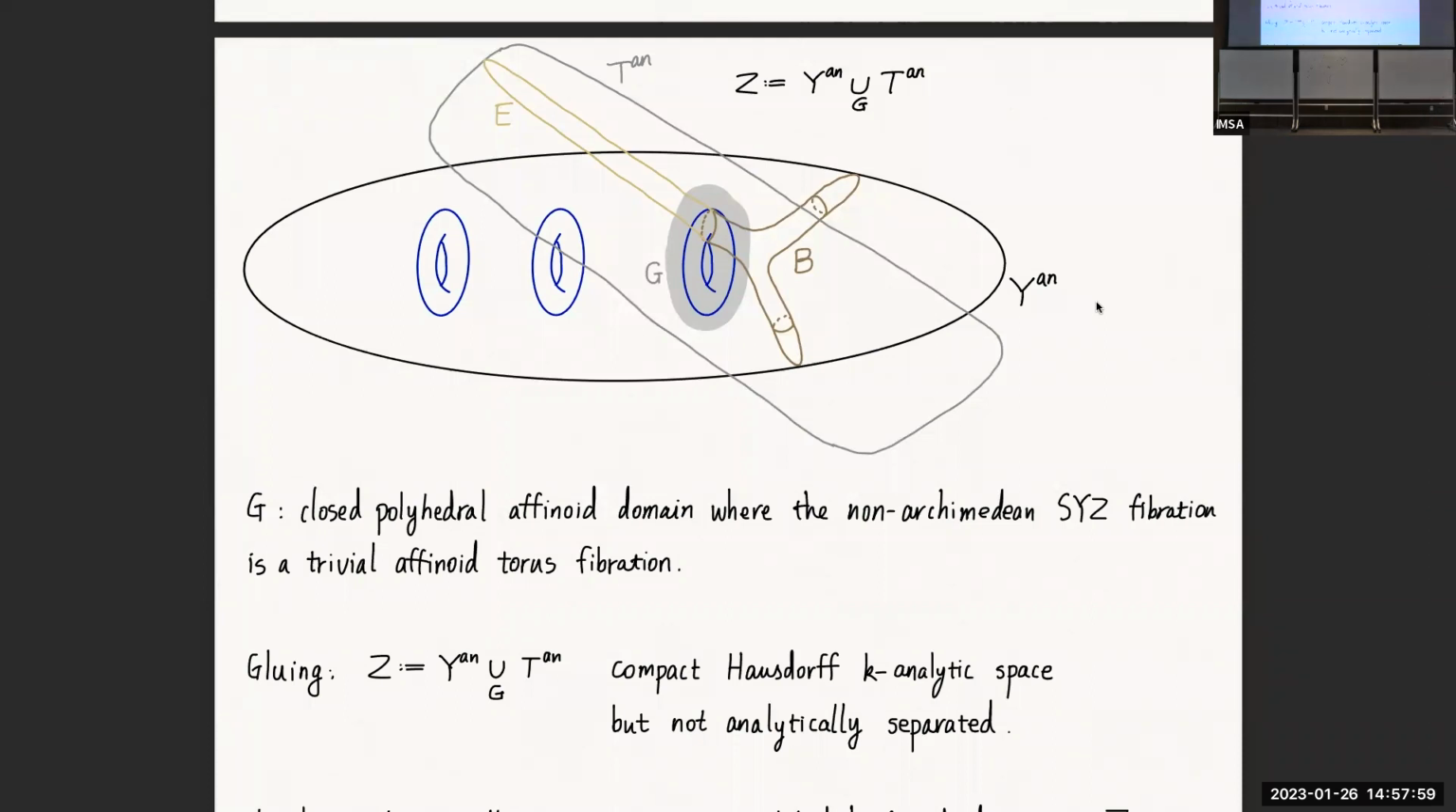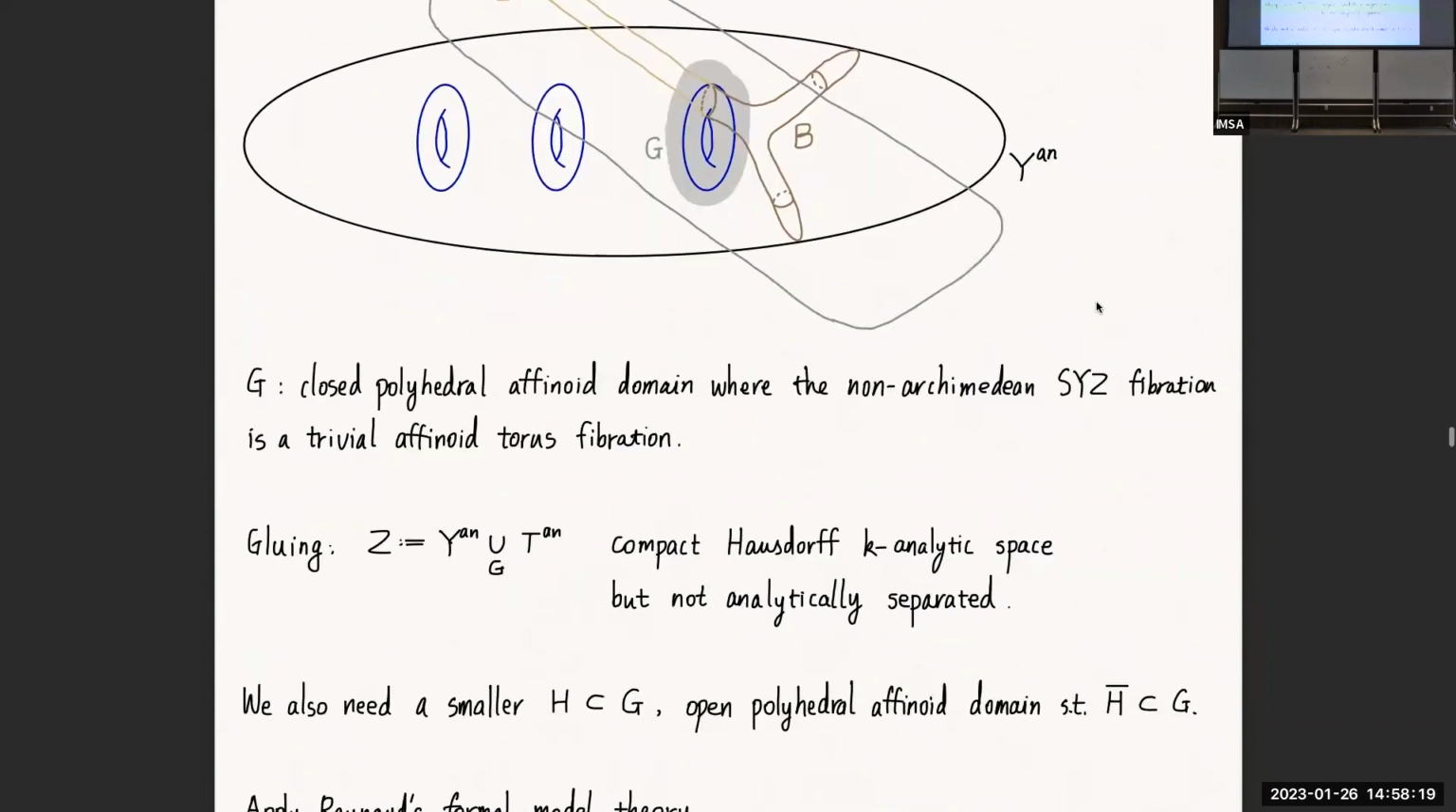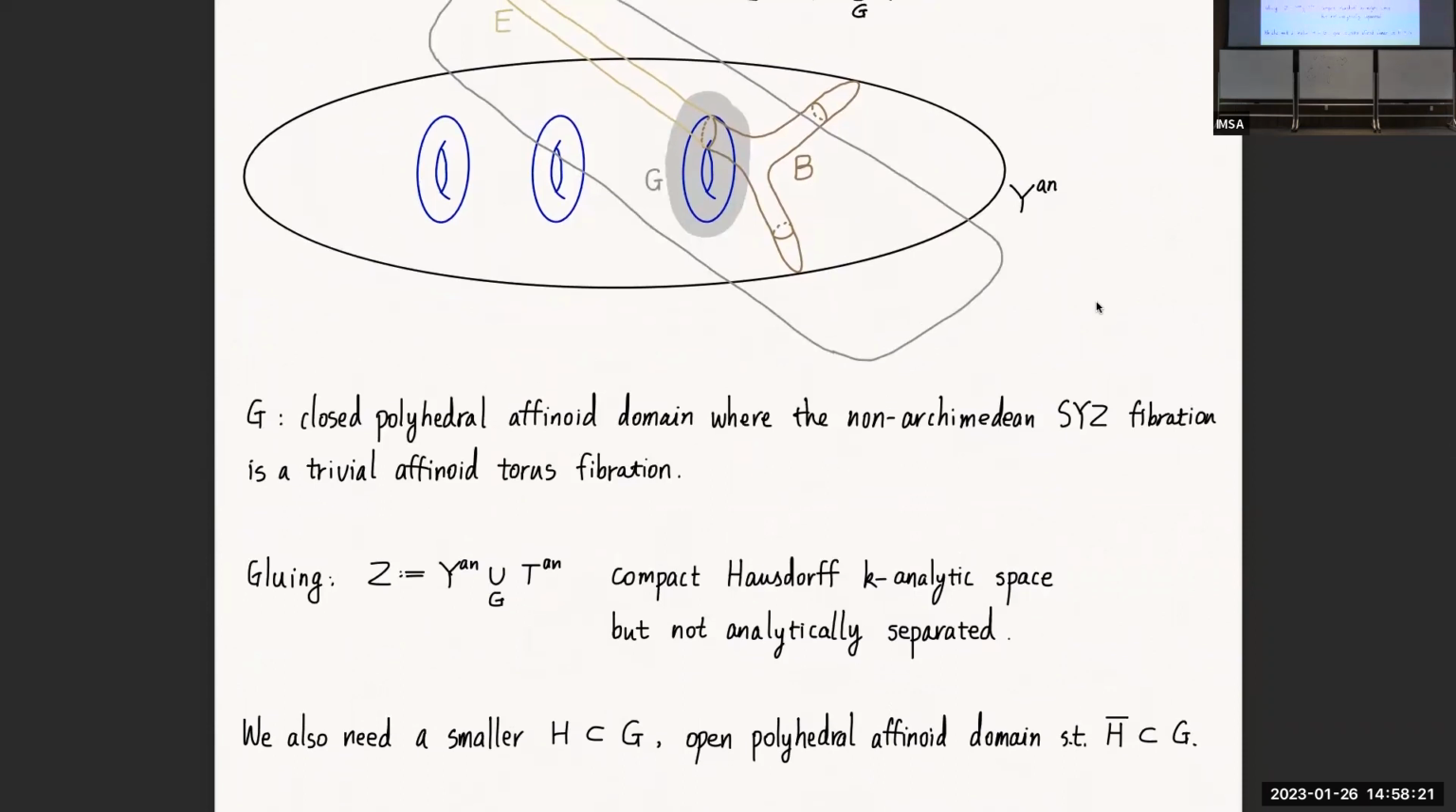So it's still Hausdorff, but analytically it's not separated, because being Hausdorff and being separated is more than being Hausdorff. Being separated in geometry, we also want the diagonal to be a closed immersion. And we also consider a smaller H inside this gluing locus G. We ask H to be an open polyhedral affine domain whose closure is contained in G.